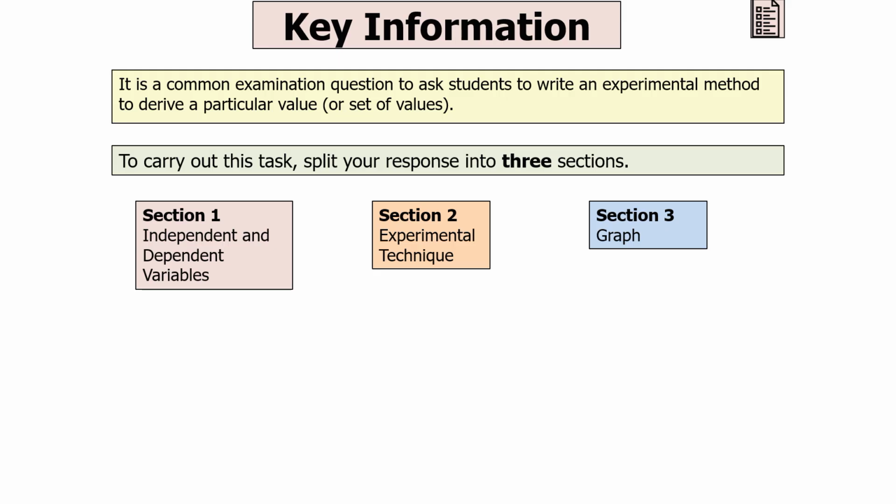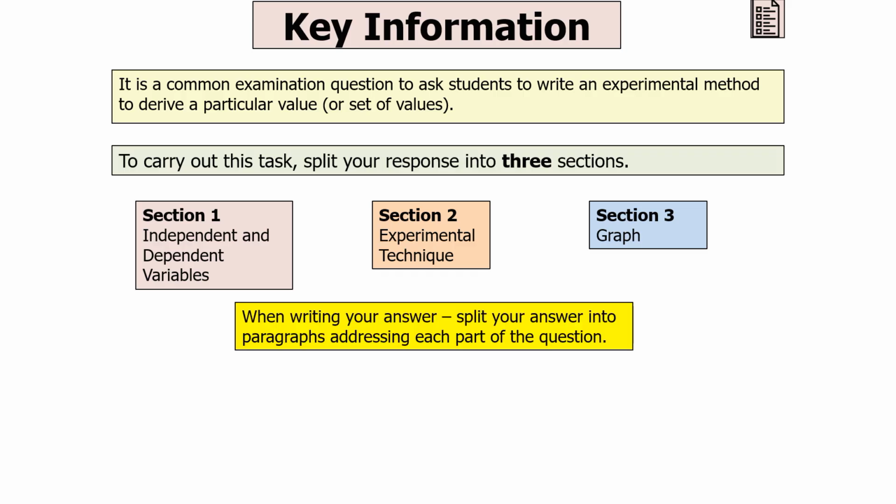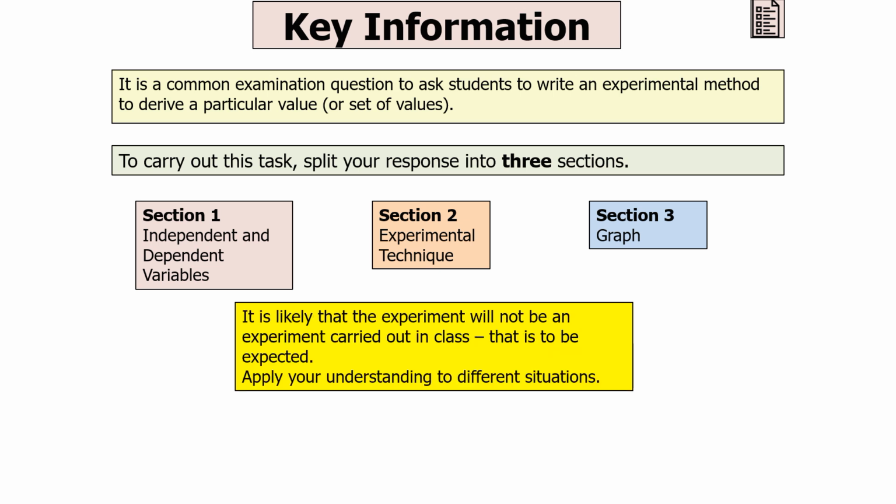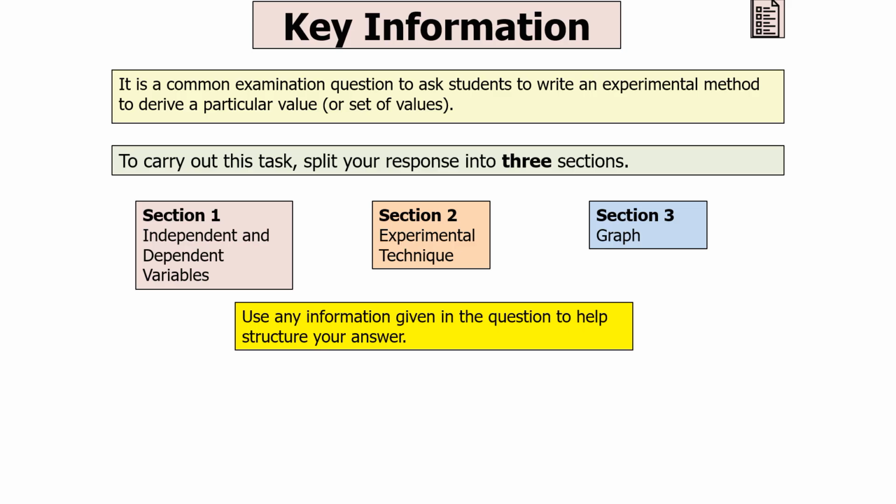So thinking about your 3 sections, you've got your independent and dependent variables, your experimental technique and your graph. When you're writing your answer, split your answer into paragraphs, each addressing the different parts of the question. Remember that it's likely the experiment will not be an experiment you've carried out in class. That's to be expected. So you should be applying your understanding to different situations. Again, use any information given to you in the question for Physics Paper 3 to help you structure your answer.